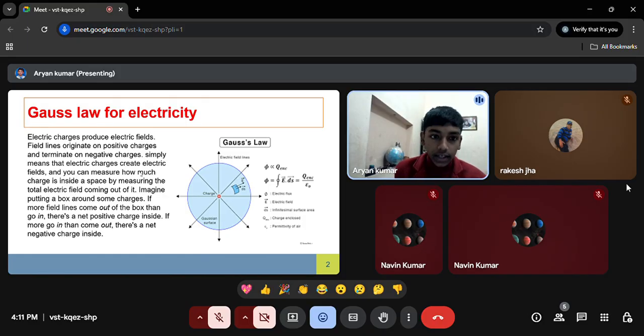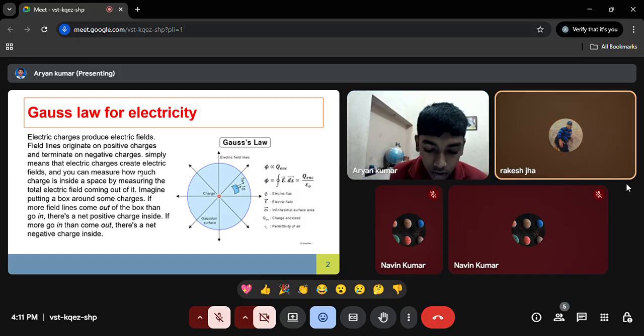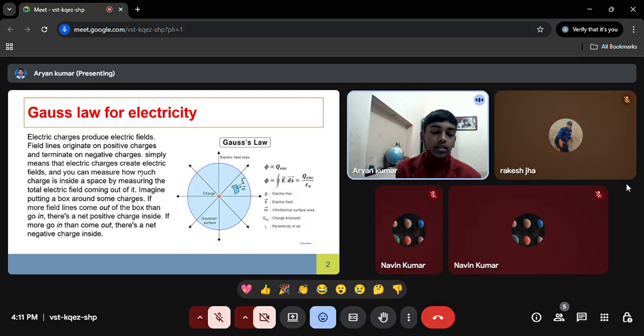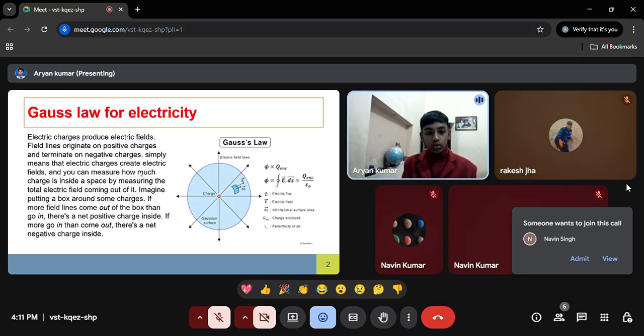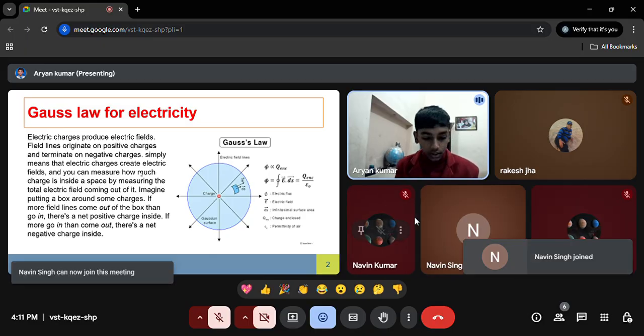Saksham, did you understand this slide? No, Aryan. Okay, it says that electric charges produce electric fields, and we can imagine a box which has, let's say, two holes, one in hole and one out hole. The in hole is positive and the out one is negative. If there are more in, the net charge would be positive, and if there are more out, there would be a negative charge inside it.